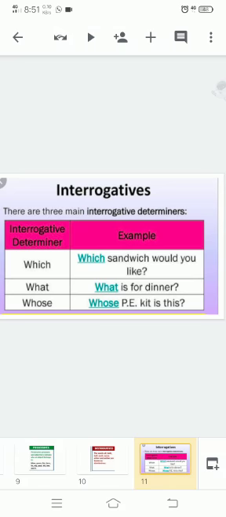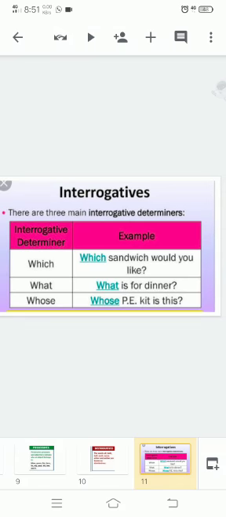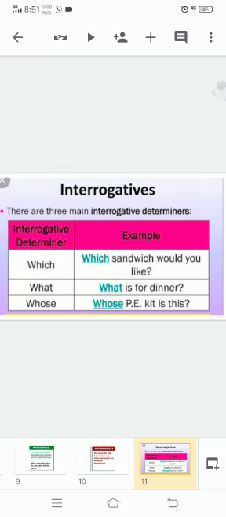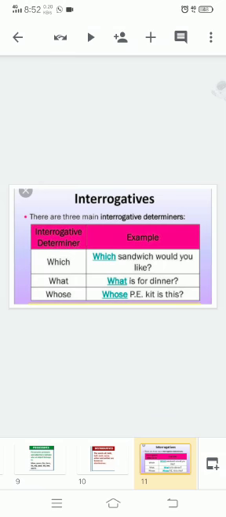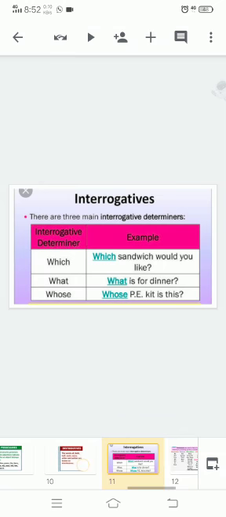Okay, next we have our interrogatives. There are three main interrogative determiners: which, what, and whose. Which and whose are specific determiners, while what is a general determiner. For example: which sandwich would you like, which book do you want, what is for dinner today, what is this noise about. Whose also comes in this: whose PE kit is this, whose bag are you carrying. Interrogatives form questions that inquire about a thing or a person.